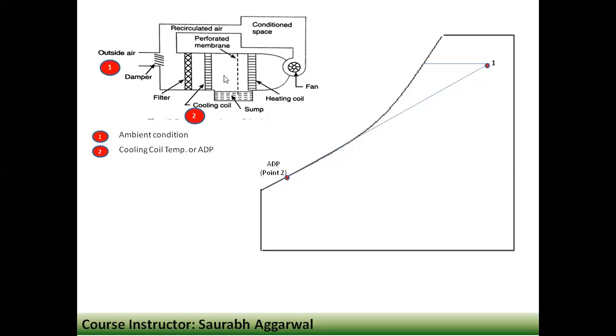What is bypass factor, we have already discussed: that the entire air that is coming from the outside is coming in contact with the cooling coil, and its temperature is totally converted into the temperature of the cooling coil. If you are able to convert this condition of air totally into this condition, then we are going to follow this line, but generally it doesn't happen so.